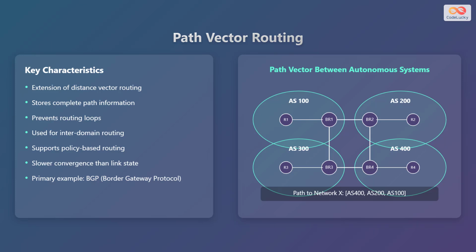The primary example of path vector routing is the Border Gateway Protocol, or BGP. Autonomous systems, or ASes, are connected. Border routers, or BRs, facilitate communication between ASes, while internal routers, or IRs, manage traffic within each AS. These paths include a list of autonomous systems, or ASes, that a route passes through to reach a destination.